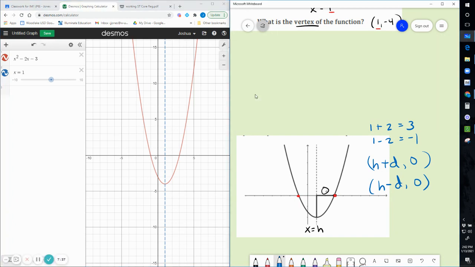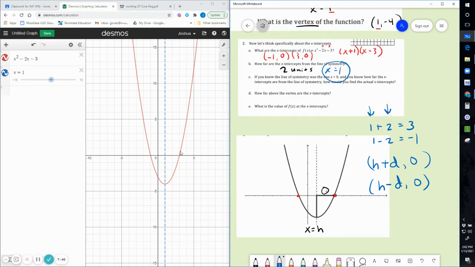D says, how far above the vertex are the x-intercepts? Go ahead and pause and figure that out. Okay, it looks to me if I start at the vertex, I go up 4. Is that right? Did we go up 4? We sure do. 4 units. And remember, the vertex was (1, -4). So how far above? It's just 4 units away, which was the same number as the y value of my vertex. All right, moving on.